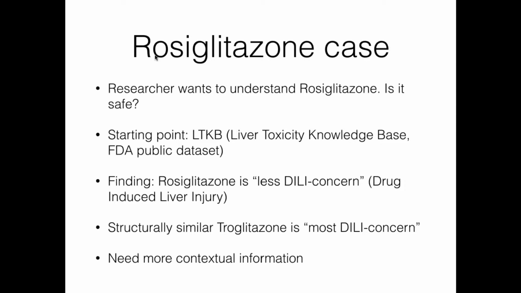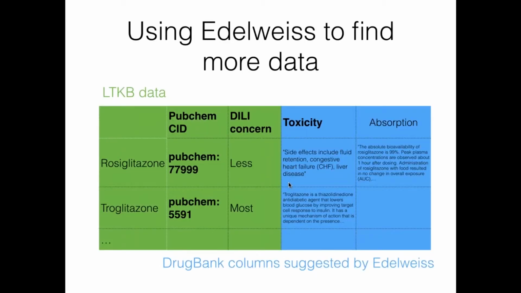There's a drug which is structurally similar, Troglitazone, which is most deadly concern. So then we would like to understand more about the relationship between these two drugs. Why is it that one of them is more dangerous than the other? What is their relationship? And how can we obtain more data? So Edelweiss can actually help you obtain more data about these drugs to maybe shed some light on this query. And here I performed an Edelweiss integration.